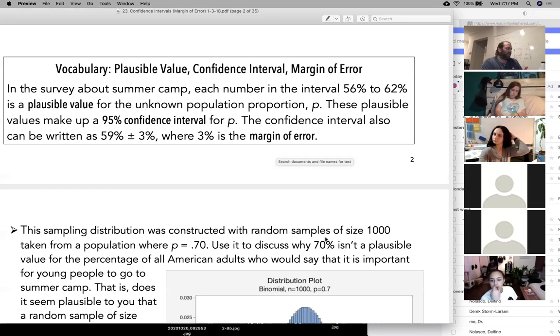I can do it in two ways. I can say it's 56% to 62%, or I can say it's 59% plus or minus 3%. It gets the same idea across. Does that make sense? Yes.